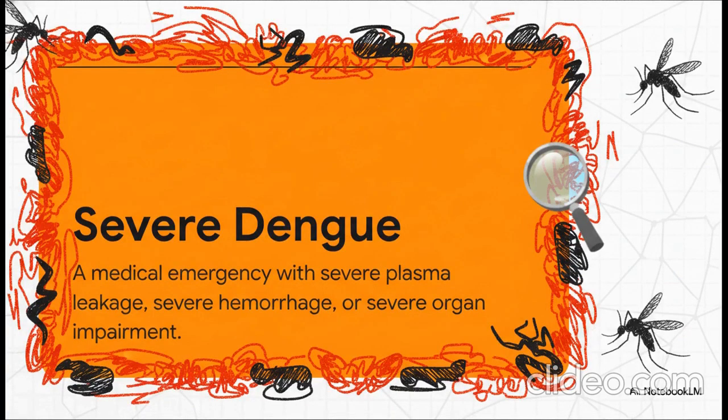Because if they're missed, dengue can spiral into this: severe dengue. And this is a life-threatening emergency. Your blood vessels can start leaking plasma, you could have major bleeding, or your organs could start to fail. This is the outcome that doctors are fighting to prevent.